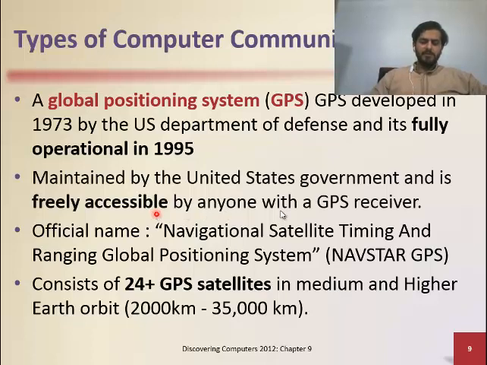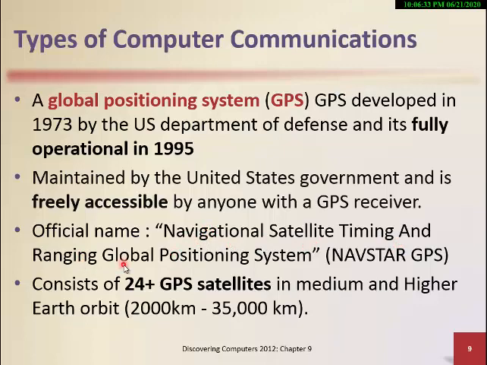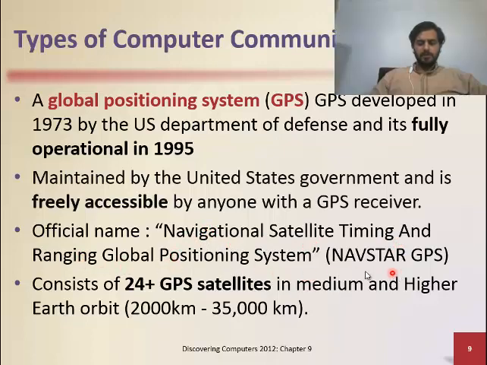With a GPS receiver you can use the services of the Global Positioning System. The official name of GPS is Navstar, basically Navigational Satellite Timing and Ranging Global Positioning System. That is the official name of our GPS, and it consists of 24 plus GPS satellites in medium and high Earth orbit. So we will discuss the orbits of our satellites.